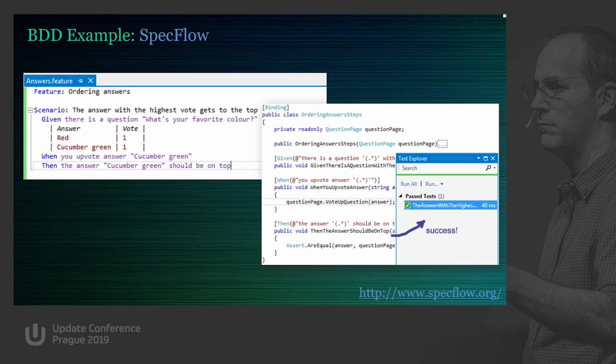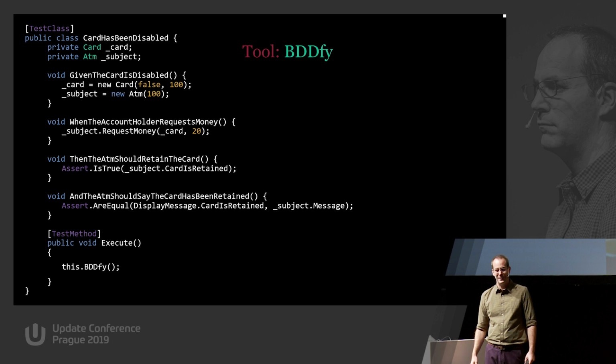Unfortunately, it means I need to write the same thing twice. Once for my specification, once for the code that actually runs the specification, and I can't be bothered, it takes too long. And if my product owner is not willing to write the specification, I'm not really achieving anything here. And luckily for us in .NET, we have something called BDDfy.